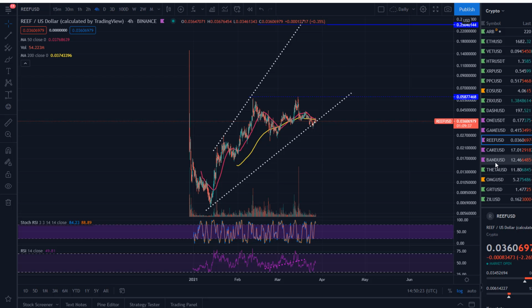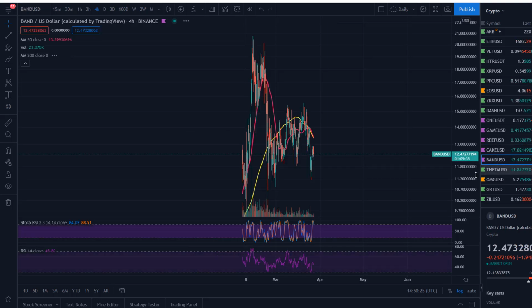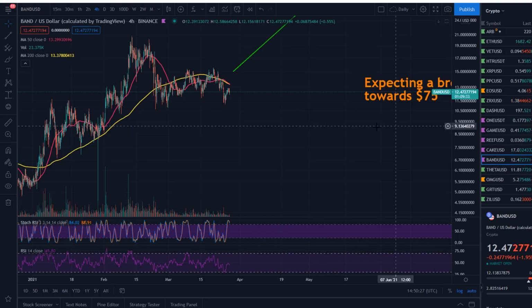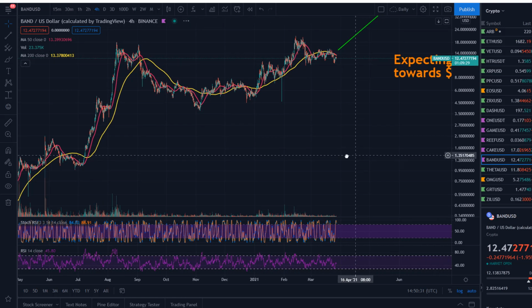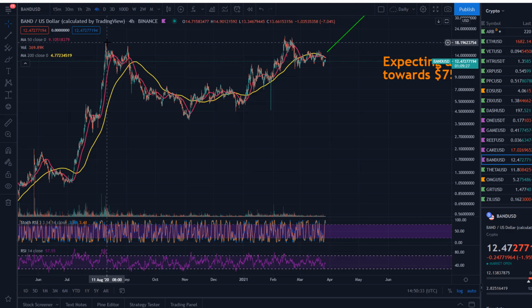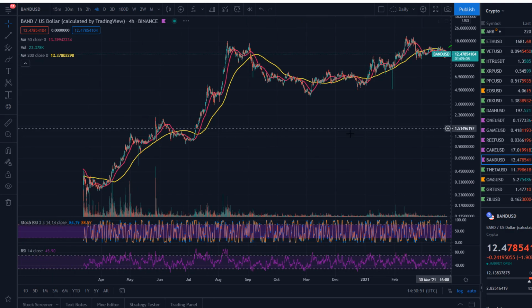Anyway, and finally, Band. People have been asking me to do a detailed video on Band. Once again, it's not that dissimilar to Reef. I'm calling it a cup and handle. It reached an all-time high, came around, tried to break out of that all-time high again, and now there's a little bit of a pullback from that all-time high. Probably a little bit more bullish than Reef, but I don't have a huge position in Band.